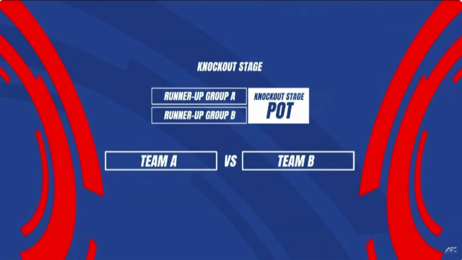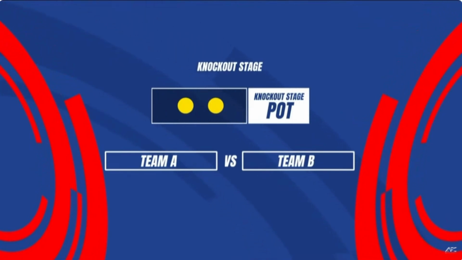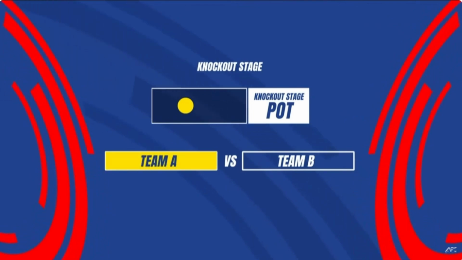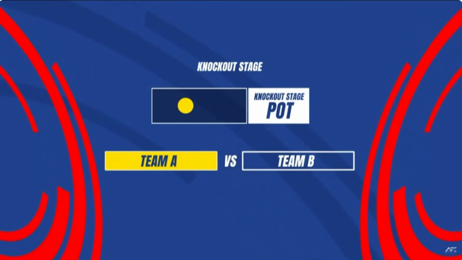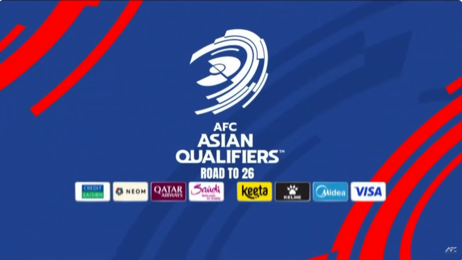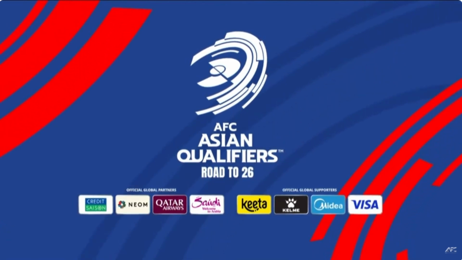Knockout stage. 2 balls are allocated into 1 knockout stage pot. The draw will commence with 1 ball being drawn first. The first participating team drawn will be allocated as Team A of the knockout stage and host the first leg. The remaining participating team will be drawn next and be allocated as Team B of the knockout stage and host the second leg. This shall conclude the draw for the AFC Asian Qualifiers Road to 26 Playoffs.